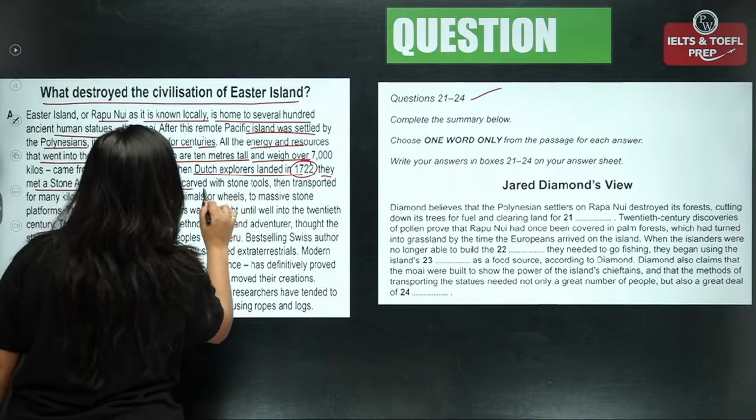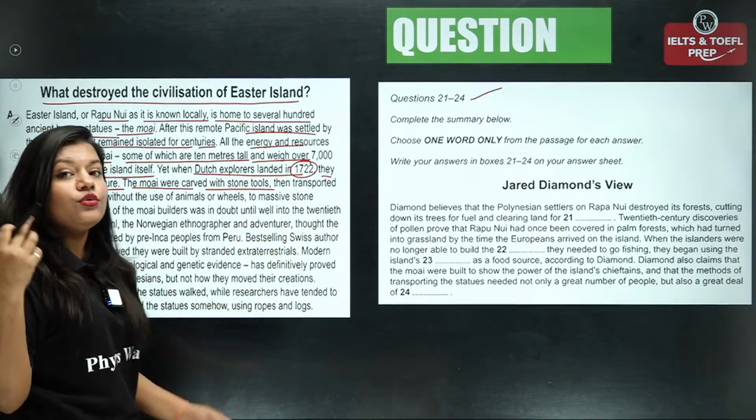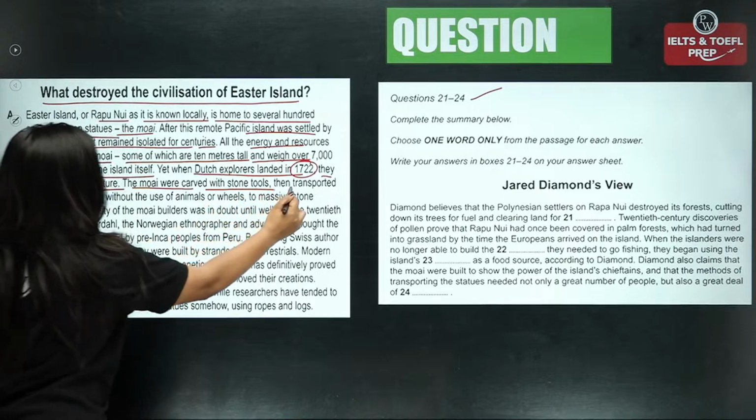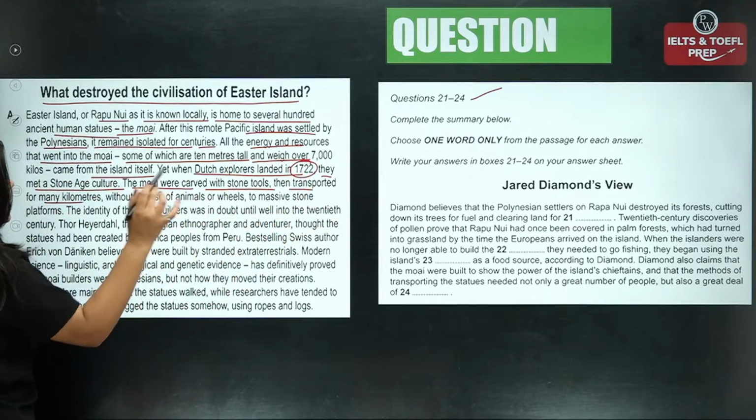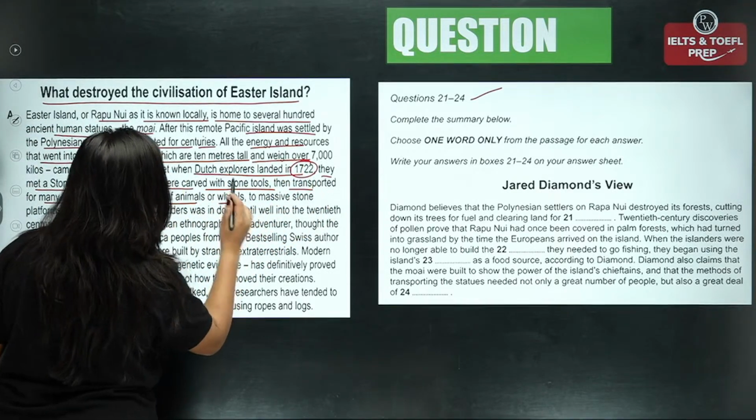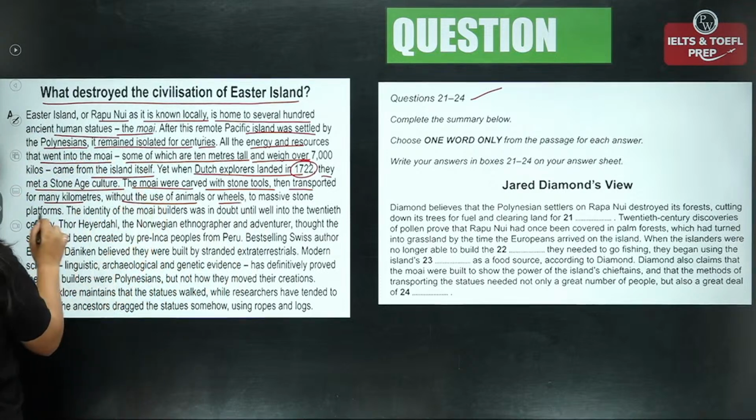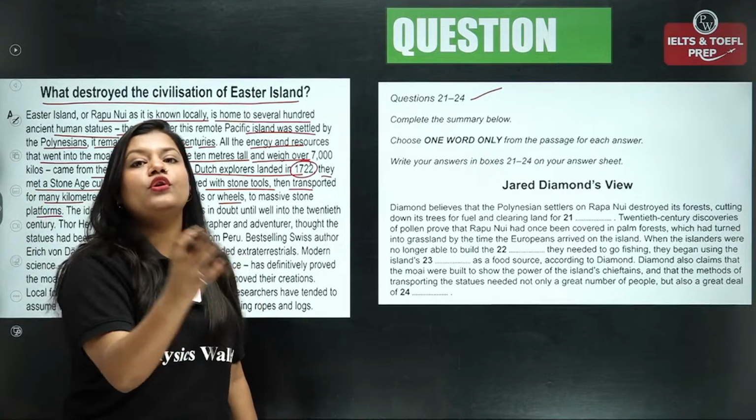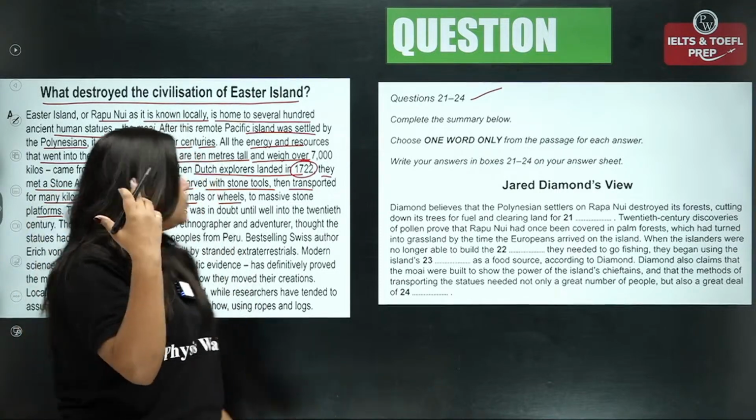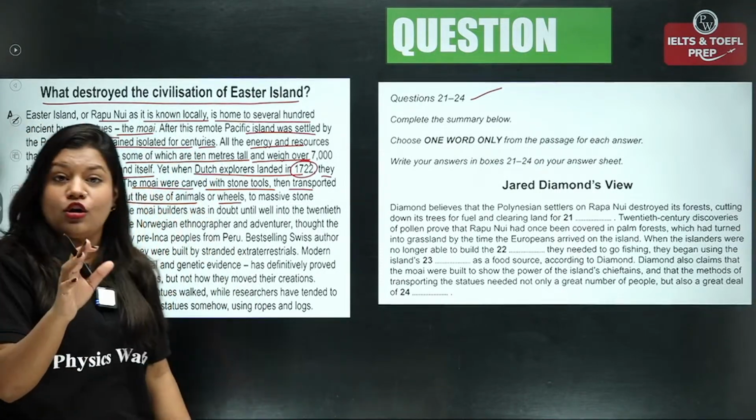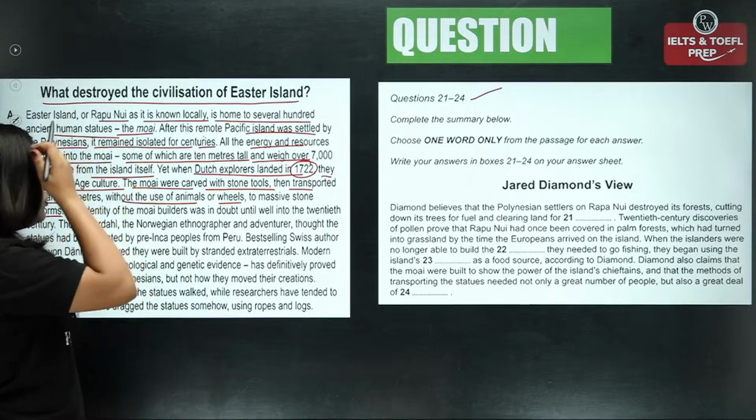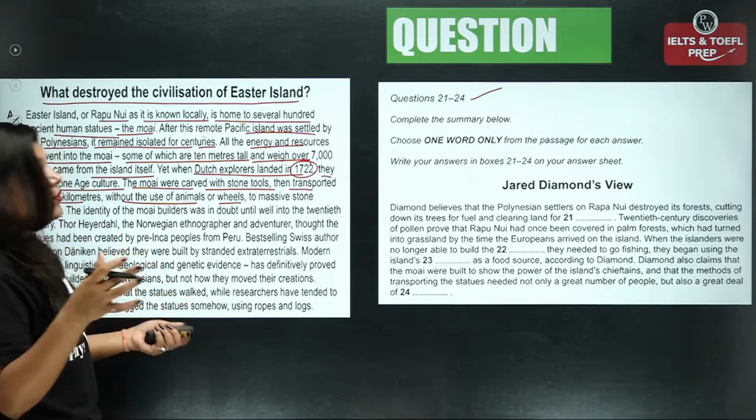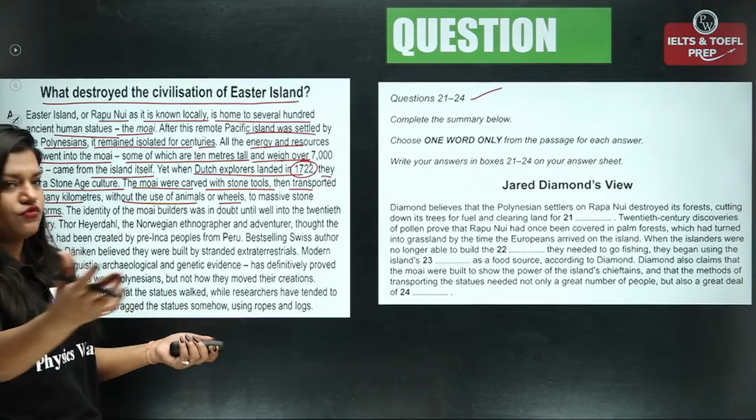The Moai were carved with stone tools. Okay, so how were those statues carved? They were carved with stone tools, then transported for many kilometers without the use of animals or wheels to massive stone platforms. So they used to transport those statues many kilometers, without the use of animals or wheels, placing the statues on a major stone platform.